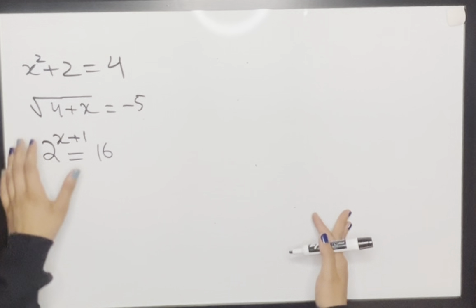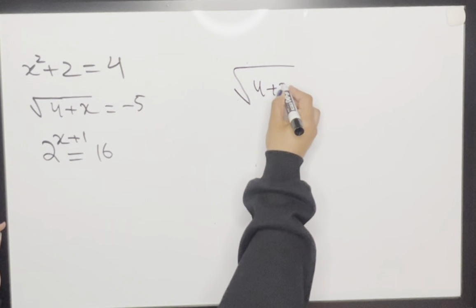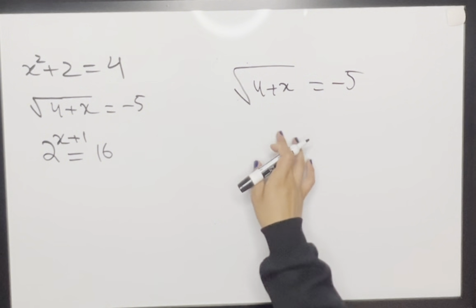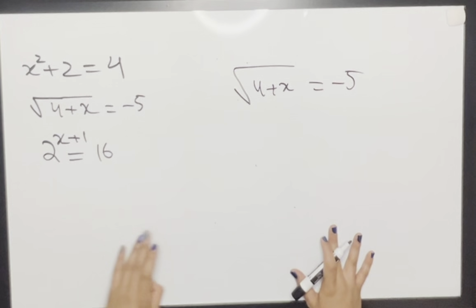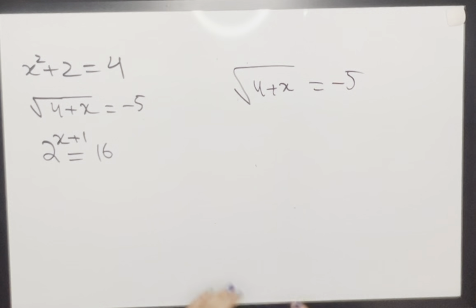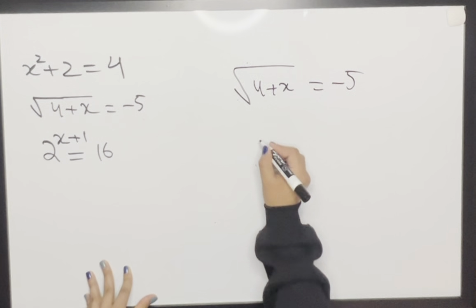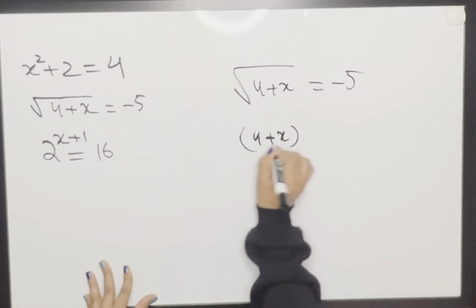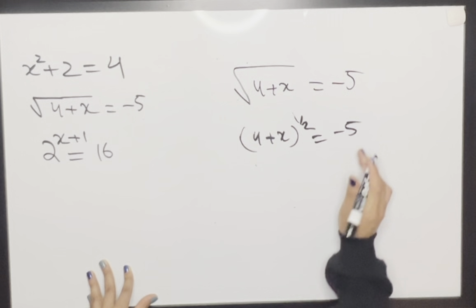So let's say what happens when we have something like this. It's the square root of 4 plus x equals -5. As you can see, the 4 is inside with the x. In this case, all we need to do is to first get rid of that square root, or get rid of anything that's making the x be with 4. Okay, because we can rewrite this as (4 plus x) to the power of 1 over 2, because we know the degree is 2, equals -5.